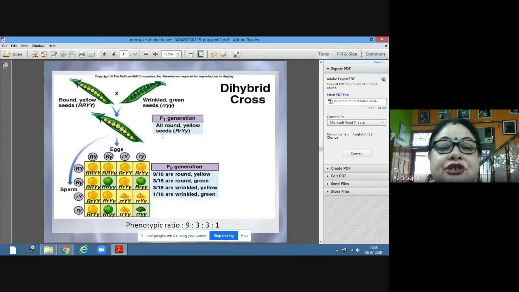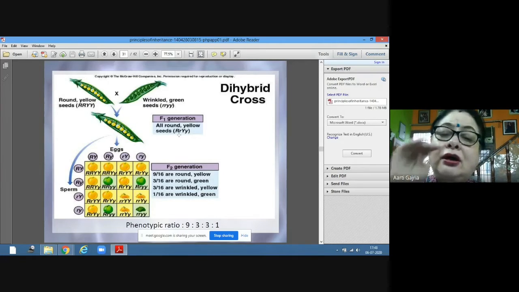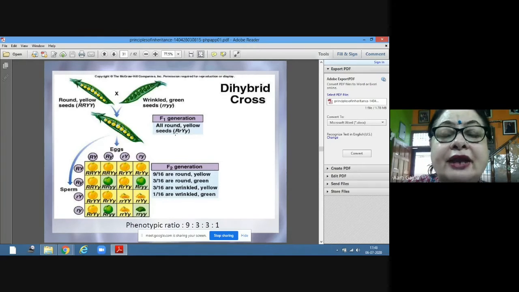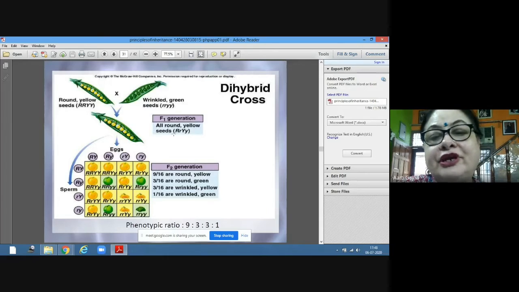In this F2 generation, capital R, small r, capital Y, small y. What were the gametes formed? This capital R can join with, because it is all independent, capital Y. It can also join with small y. Similarly, this small r can join with capital Y, and this small r can join with small y. So what would be the result? The result would be 4 gametes: capital R, capital Y, capital R, small y, small r, capital Y, small r, small y.